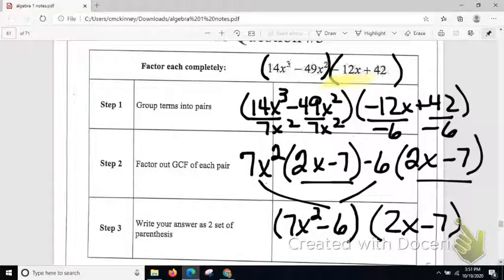Keep in mind, this could also be written with the 2x minus 7 first, and the 7x squared minus 6 second. It doesn't matter, just like 4 times 3 is 12, and 3 times 4 is also 12. So the order of the entire parentheses doesn't matter. The order of the factors doesn't matter. What's inside the factors would be a different thing if you switch things around with a minus in there.